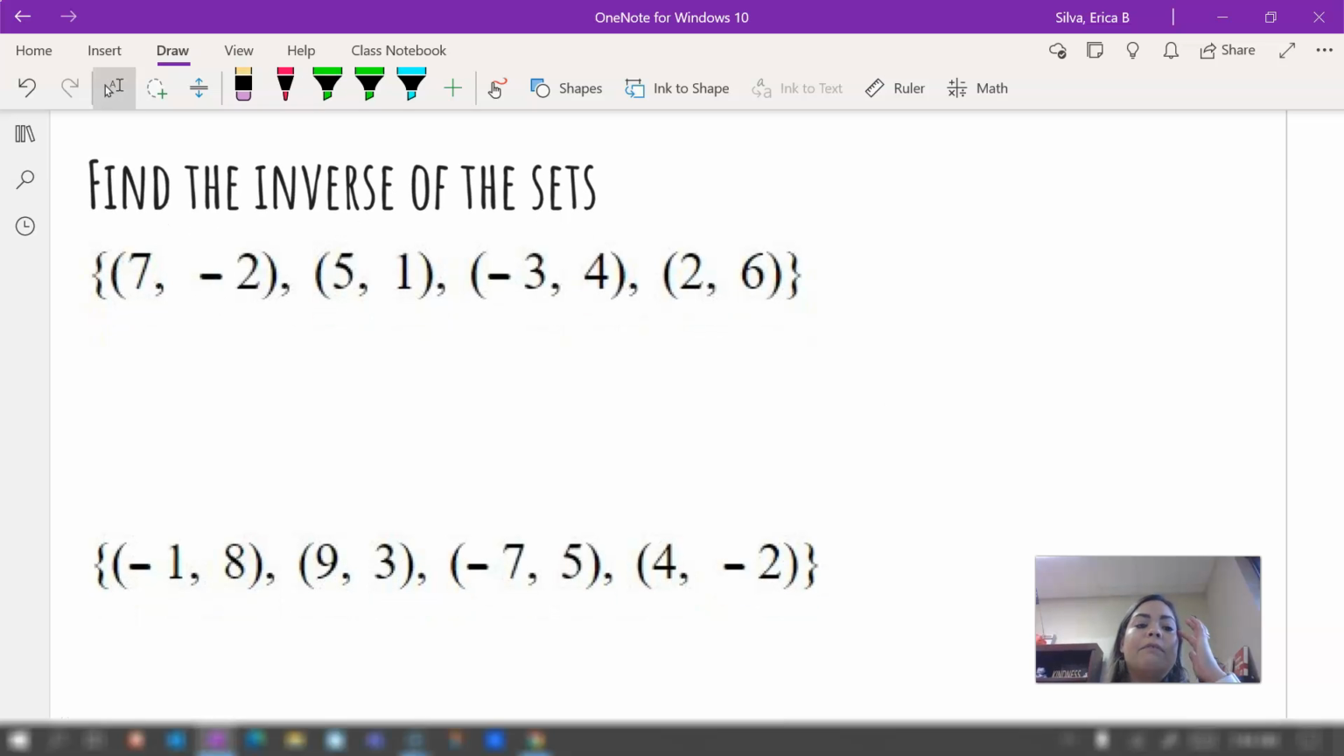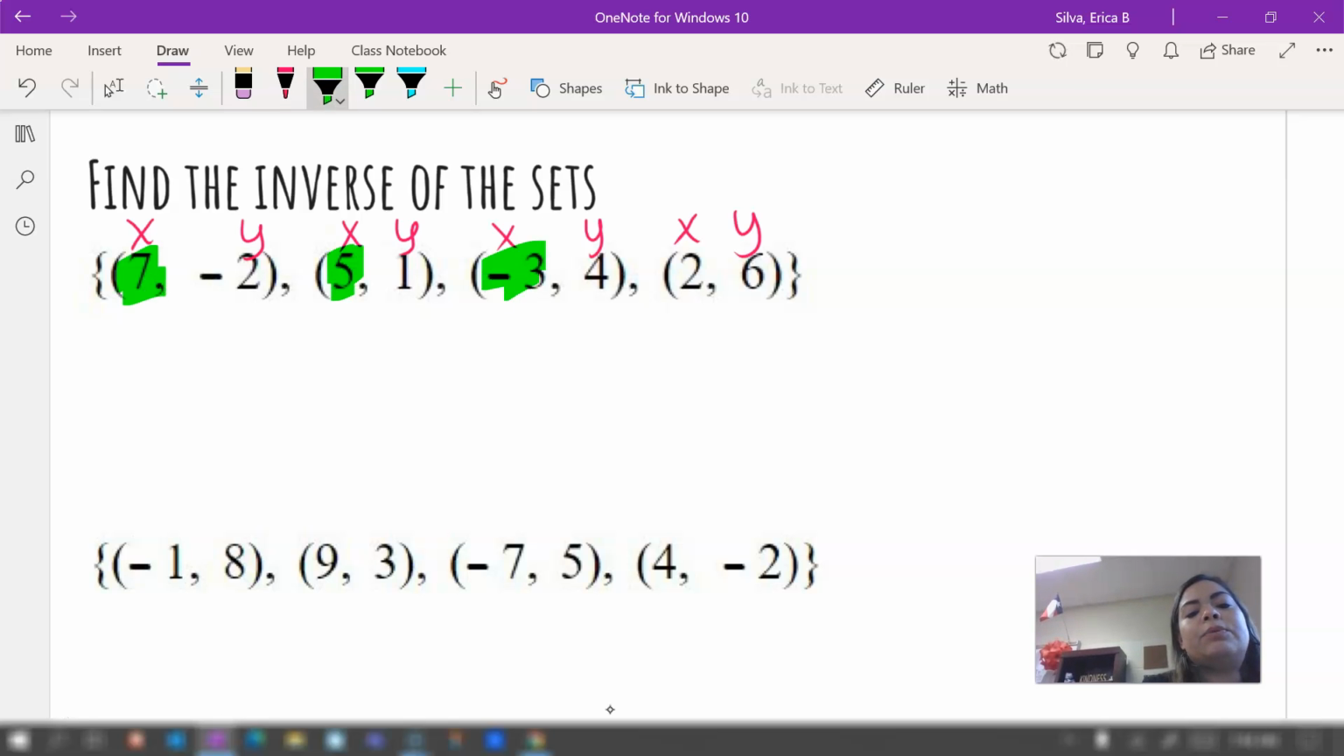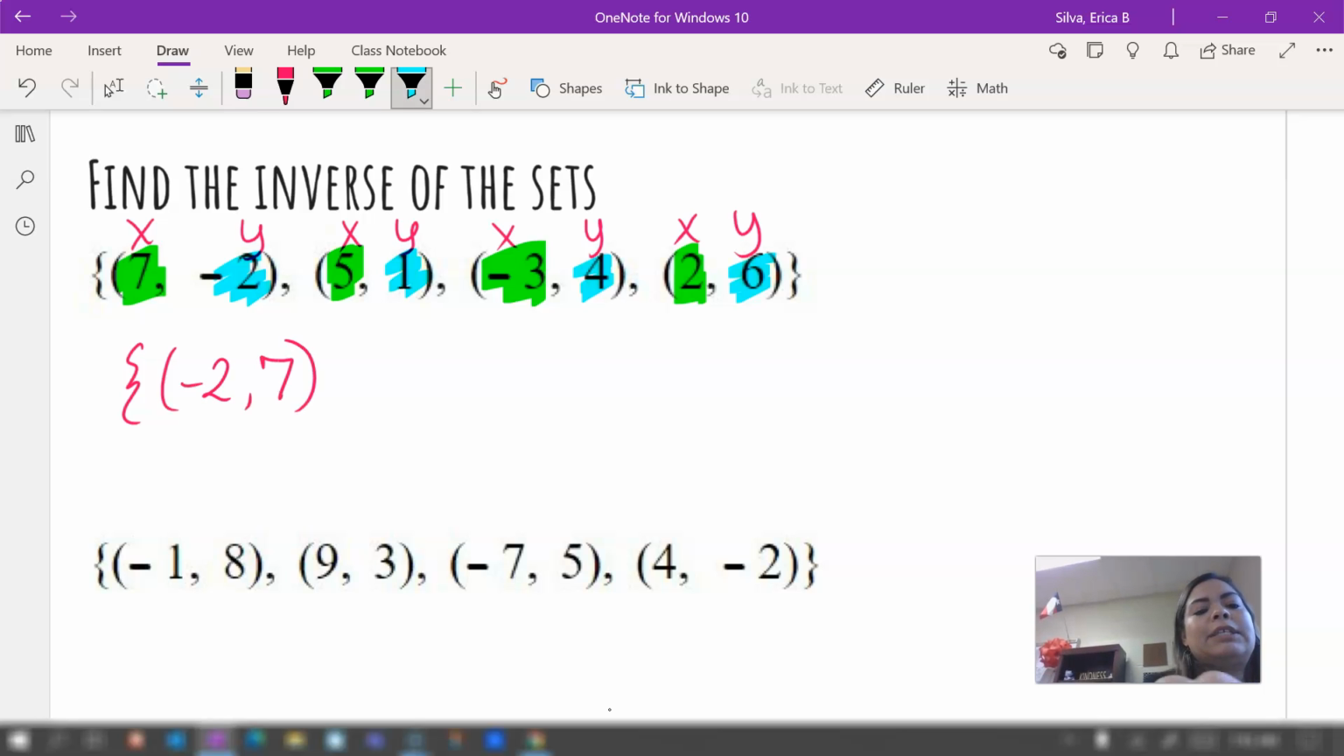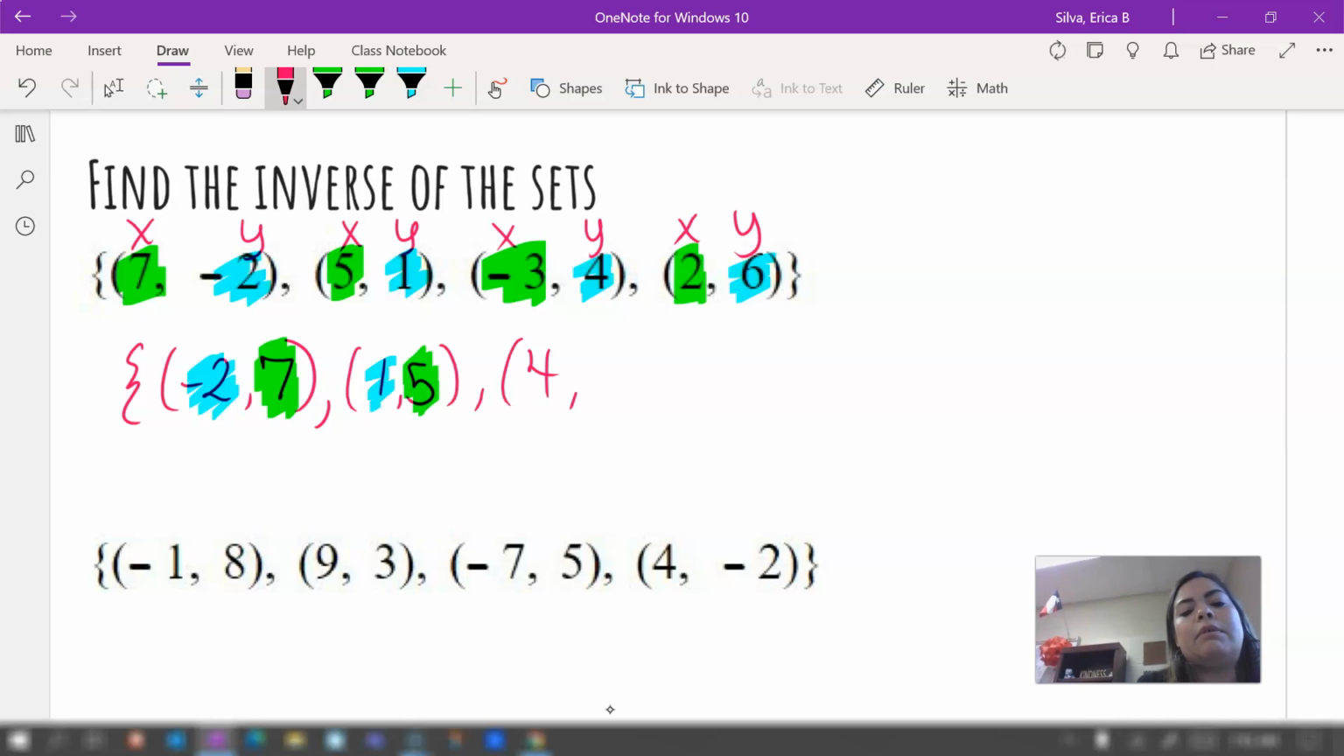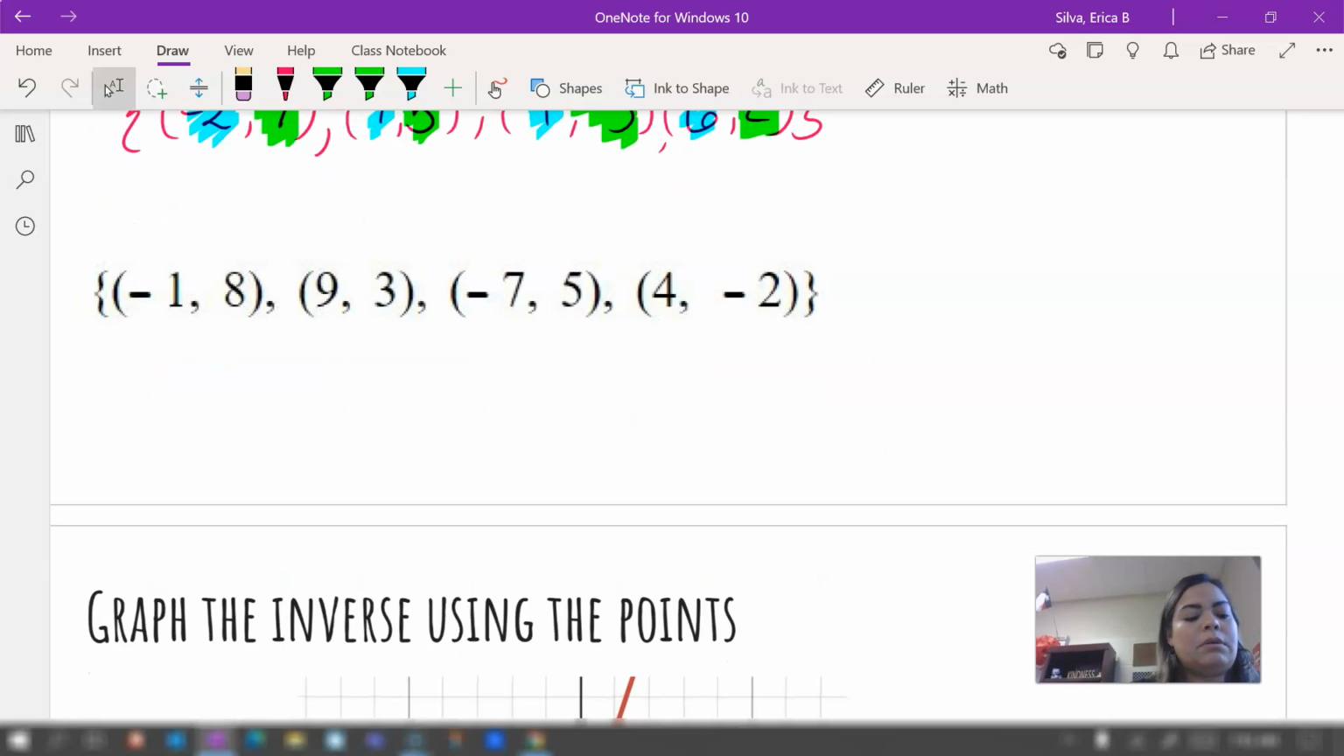And the way we say it is inverse function of f. Let's go ahead and find the inverse of these sets. We're going to label x, y, and now all we're going to do is switch the x's to y's and the y's to our x's. So now our first point is going to be -2, 7. Our next point would be 1, 5. Our next point, 0, -3. And then our last point, 6, 2. Go ahead and try the next one.